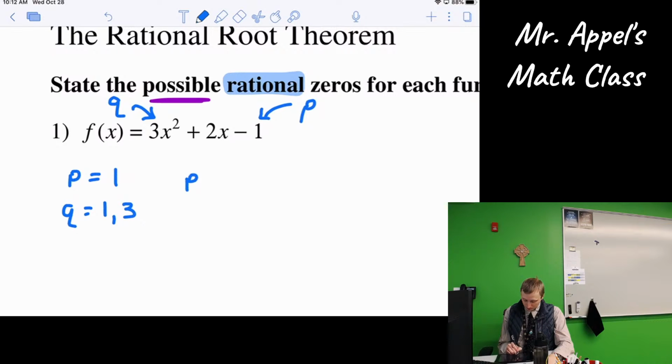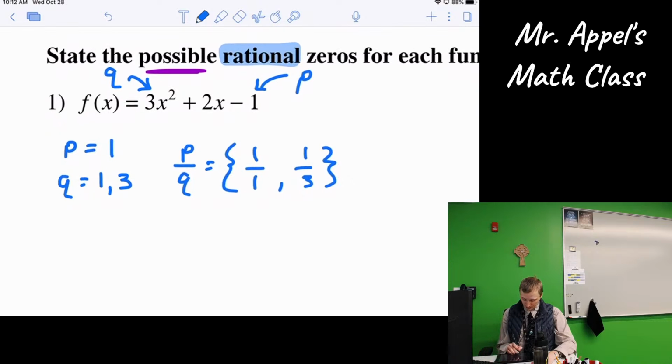So then p over q would be, start exactly as he did on the video. I would say set one denominator. Put all the p's over 1. Done. Put all the p's over the other denominator. Done. Okay, that's the unreduced set.